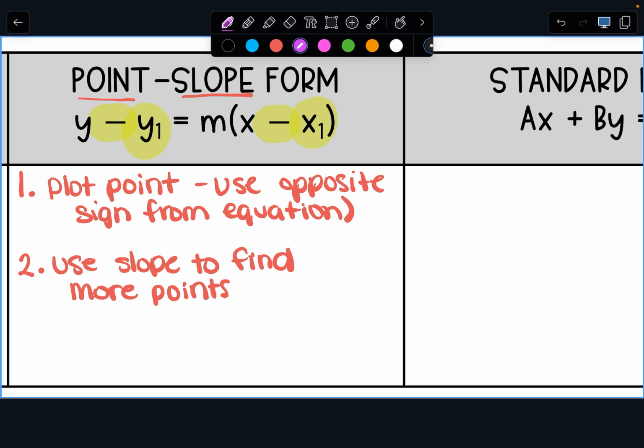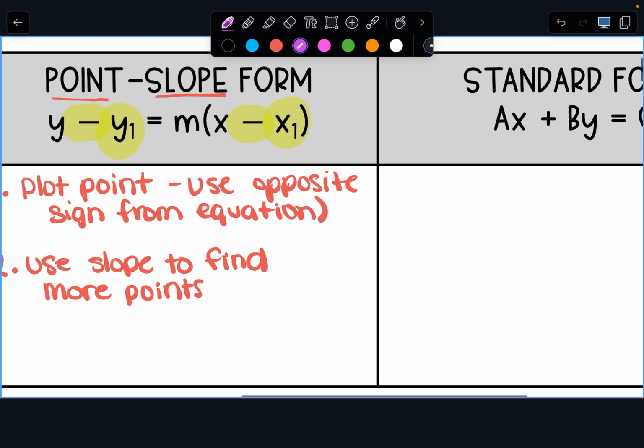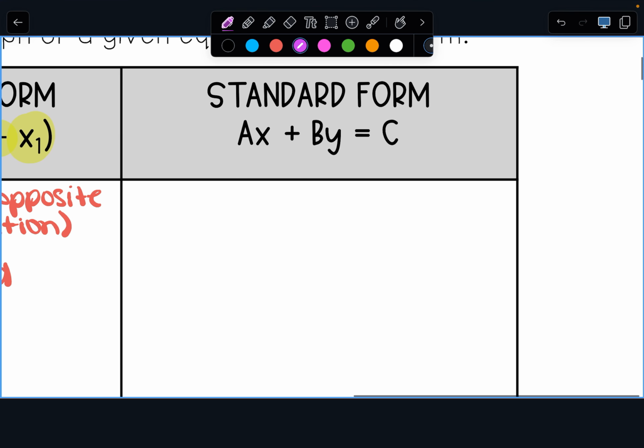Standard form. How do you recognize standard form? X and Y are on the same side. Very good. Now, with standard form, there's two different ways that we learned how to graph an equation in standard form.